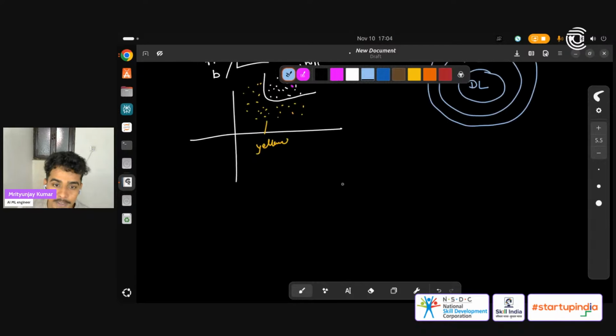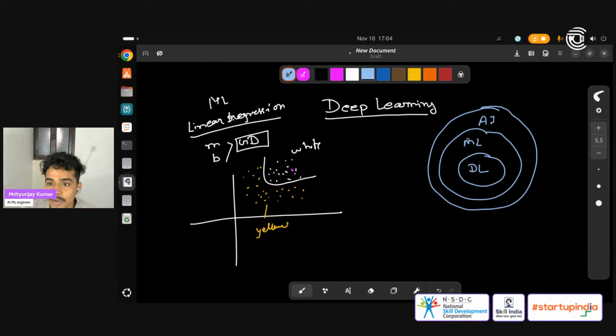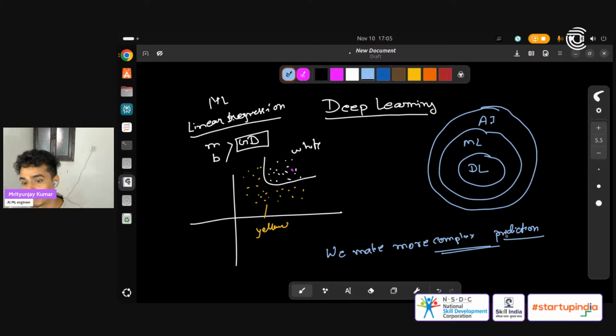Now we are going to understand the definition of deep learning. Deep learning is basically a subset of ML, where we make more complex predictions. This is all our task in AI. Whenever we train any AI that works on more complex prediction, understand that it must be using deep learning.